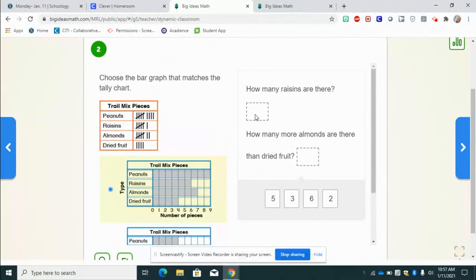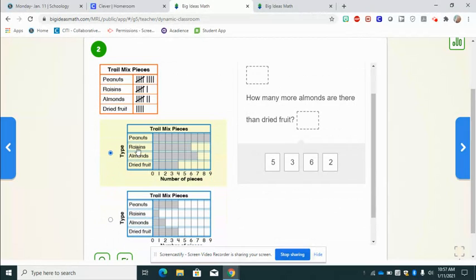Okay, how many raisins are there? We look beside raisins, and you look at your bar graph, it goes to the number 6. 6 squares are colored in, so that means raisins has 6.